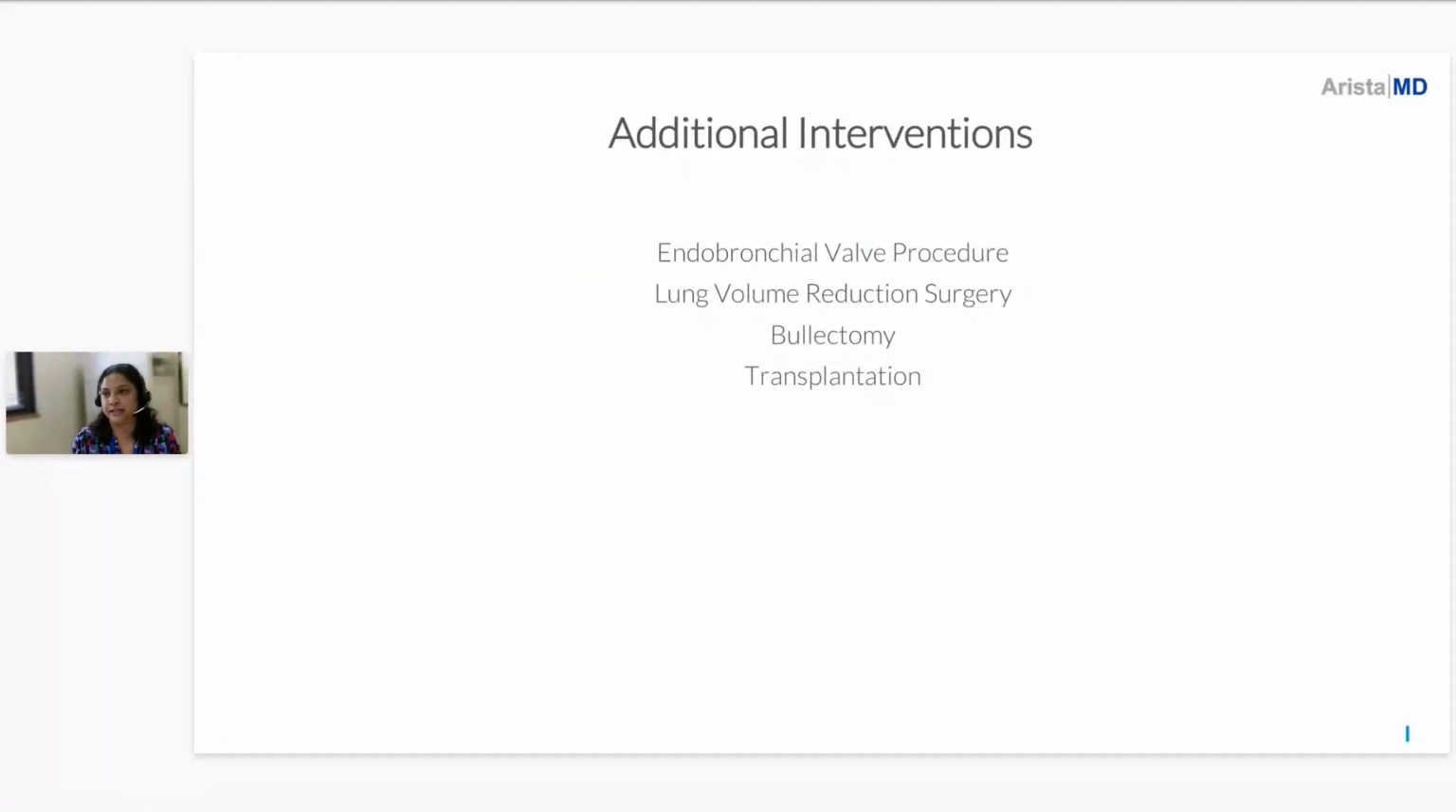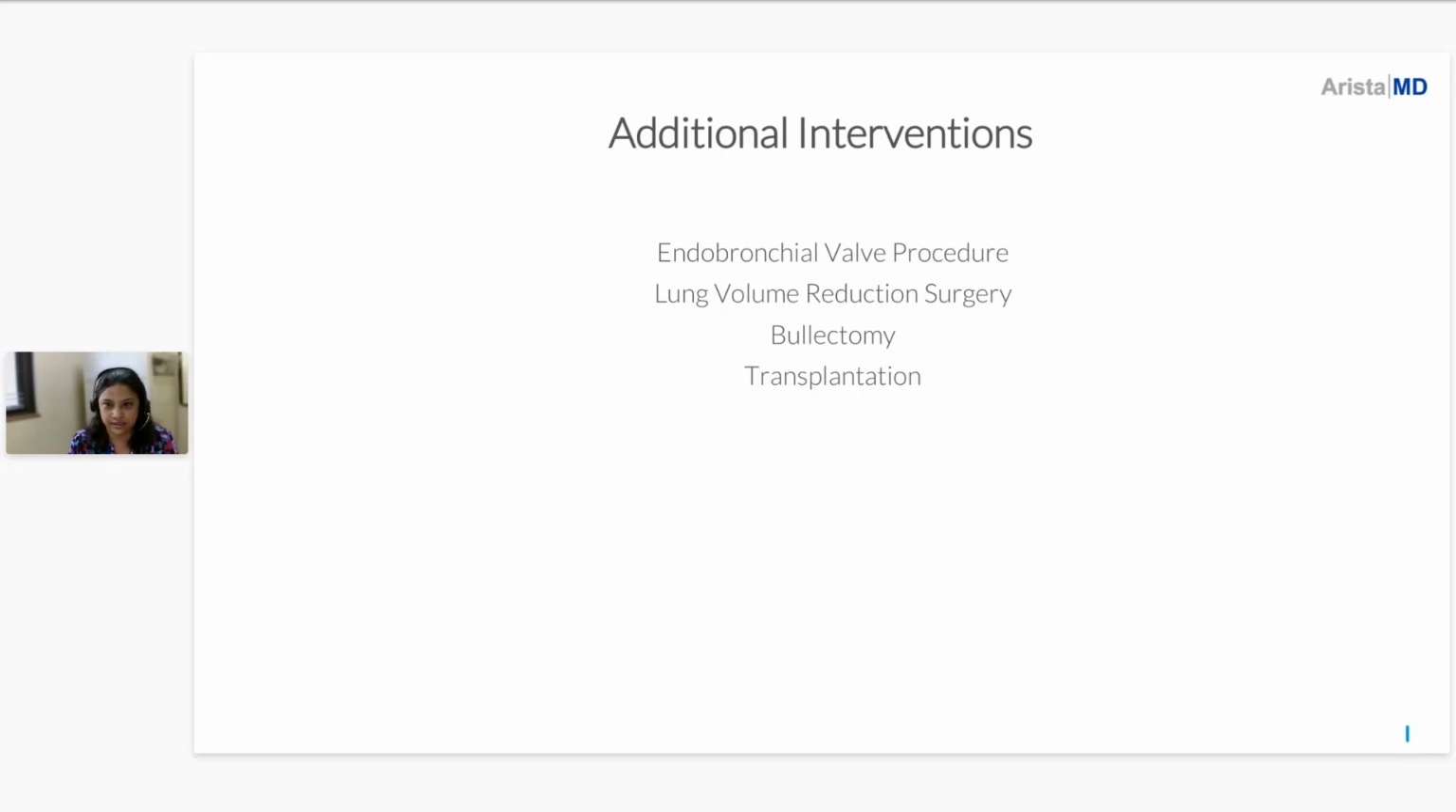I mentioned it in a previous slide, but procedures are also available for patients with COPD, and these are really ones that should be referred by a specialist. Endobronchial valve procedures have become much more common for patients who have particular areas of their lungs that seem more hyperinflated. Lung volume reduction surgery is also available specifically for patients who have predominantly upper lobe involvement of emphysema. Bulectomy is a possibility for patients who have bullae in their lungs.